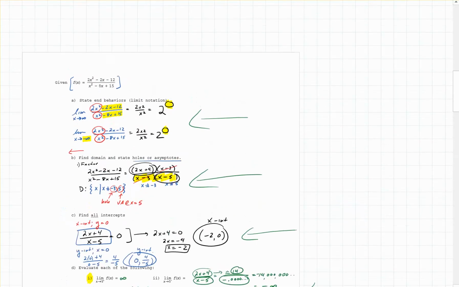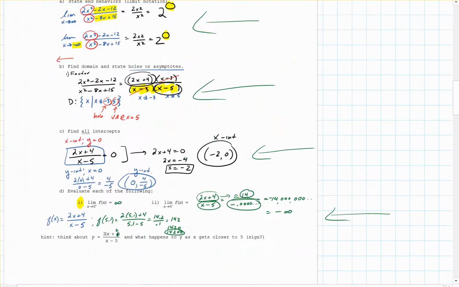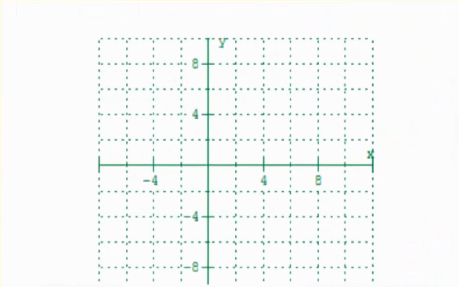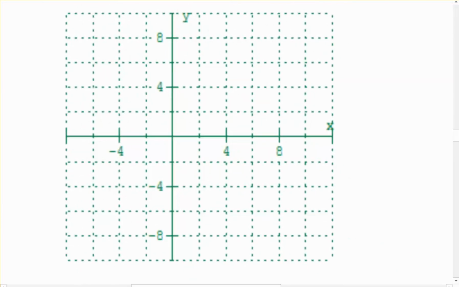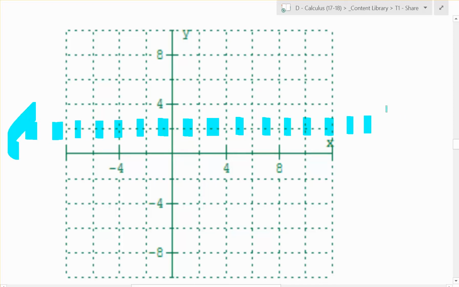So first, we know that the end behaviors, as x gets infinitely big, it approaches 2. And as x gets infinitely big and negative, it approaches 2. So that means on this graph, we need to put in a horizontal asymptote right here at 2. So we know that the function will approach y equals 2 as x gets infinitely big and small. We don't know what side it will be from.